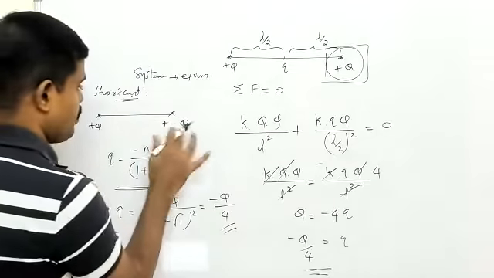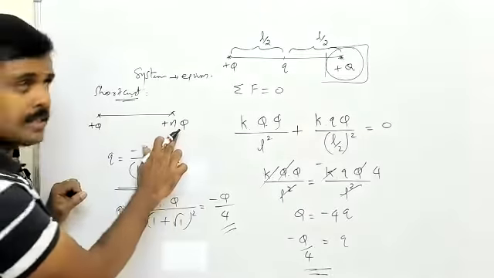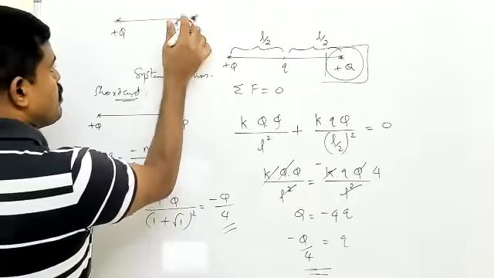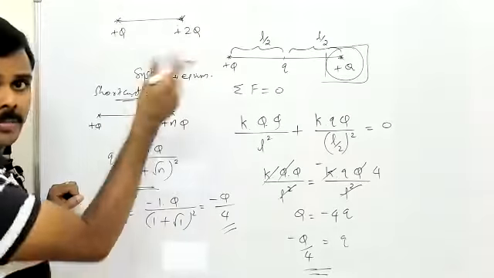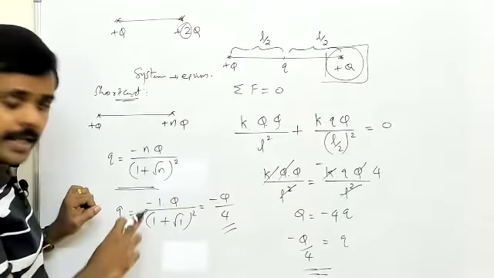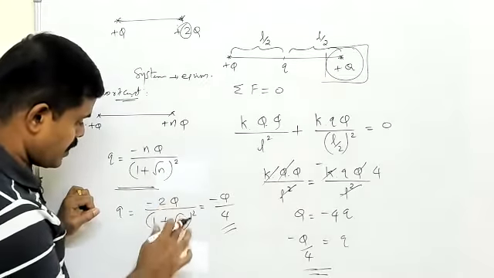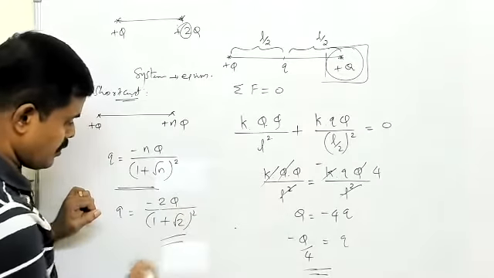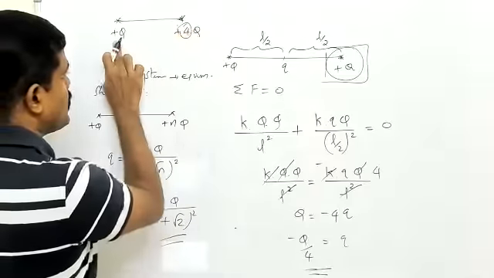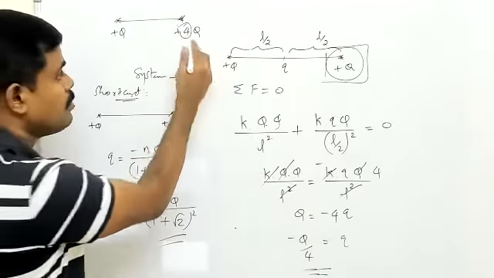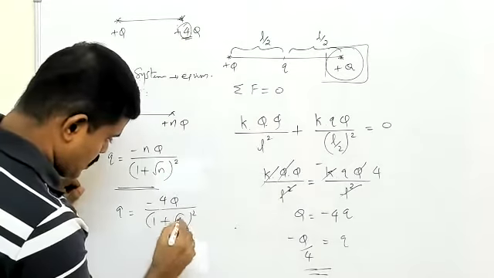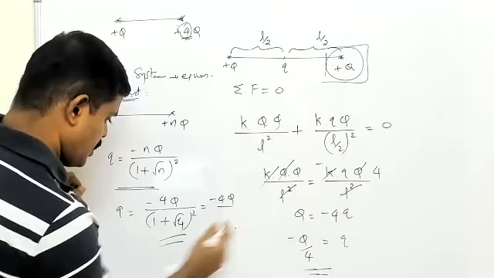See, if they give you plus Q and plus 2Q here, this is plus NQ, right? Just imagine they give you plus Q, another one is plus 2Q. What is the charge to be placed, not in the middle though, somewhere in between? Here the number is 2, so in place of N you have to put 2. So the answer will be this. You can keep it like this: minus 2Q by 1 plus root 2 the whole square. What if this is 4? One charge is Q, the other charge is 4Q. The number there is 4. You can put 4 in place of N, and you can solve this: minus 4Q by, root 4 is 2.